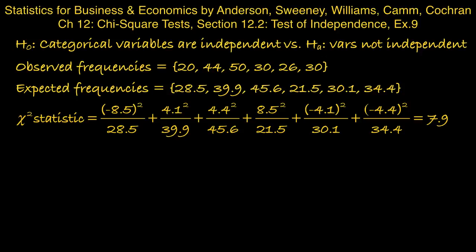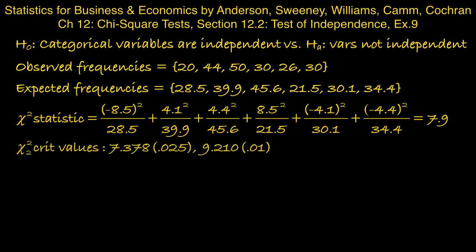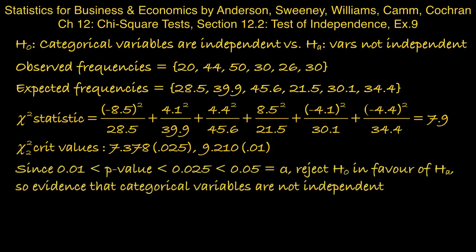And if we look at the chi-squared table and look along the degrees of freedom 2 row, we find that 2 critical values that lie either side of our test statistic are 7.378, corresponding to a tail area of 0.025, and 9.210, corresponding to a tail area of 0.01. So therefore our p-value, the area to the right of 7.9, will be in between 0.01 and 0.025.